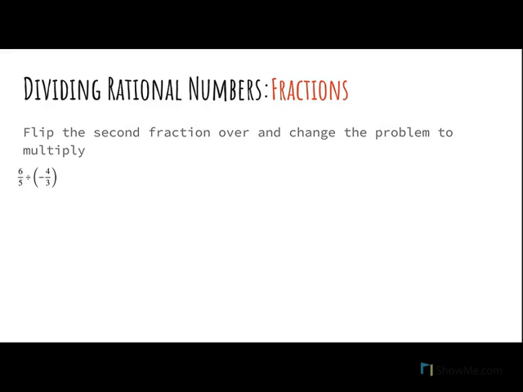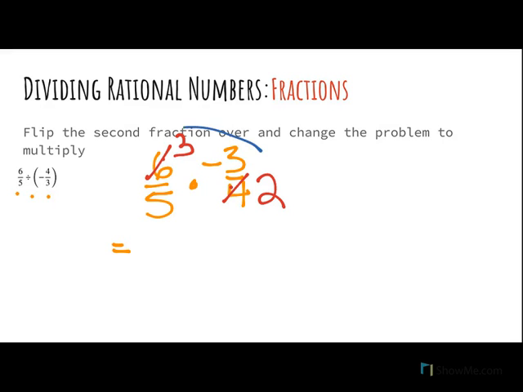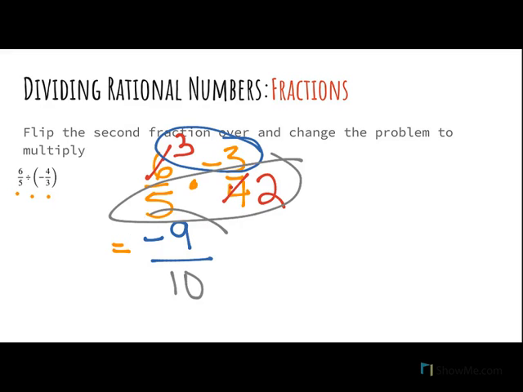So let's look at an example like that. All right? Dividing rational numbers with fractions. So we're going to flip the second fraction over and change the problem to multiply. So copy dot flip. So 6/5 times -3/4. All right. So now it's a multiplication rule. So I can try and cancel things at this point if I'd like. And if I look at 6 and 4, I know that I could take a 2 out of each of those. So now on my top, I have 3 times -3, which is -9. On my bottom, I have 5 times 2, which would be 10. And I can't reduce that any farther. So that would be my final answer.